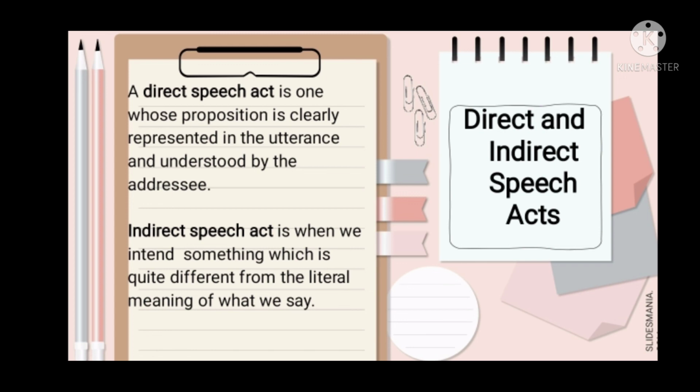On the other hand, indirect speech act is the complete opposite of the direct speech act. It is when we intend something which is quite different from the literal meaning of what we say. I just want to remind you that when we only say the literal meaning of a sentence, you are using semantics. But when you dig deeper than the literal meaning of the message, therefore, you are creating pragmatics.